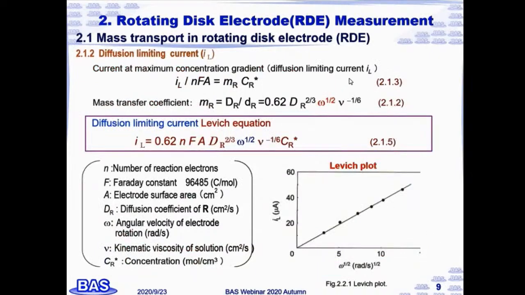From these equations, the diffusion limiting current Levich equation can be obtained and is indicated here. By plotting the diffusion limiting current against the square root of the rotation angular velocity, a linear Levich plot can be drawn. From the slope of the plot, electrochemical parameters such as the number of reaction electrons and the diffusion coefficient can be obtained.